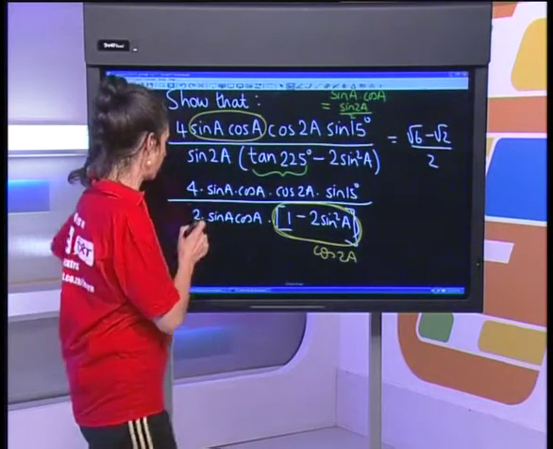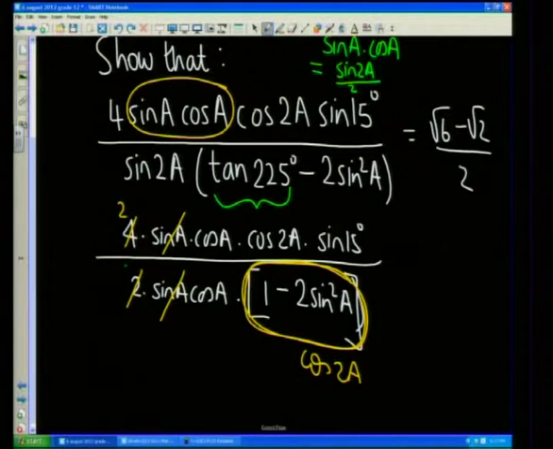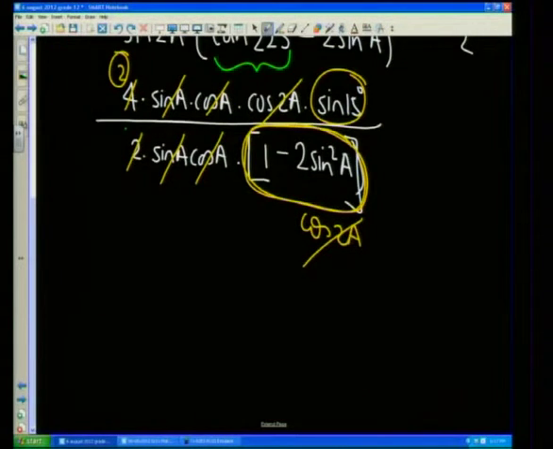Okay, so we've now got that this 2 can go into this 4 twice. We've got sine A can go in there. We've got cos A can go in there. We've got cos 2A can go in there. And what are we left with? We're left with this 2 and we're left with the sine 15. So all this reduces to 2 sine 15.